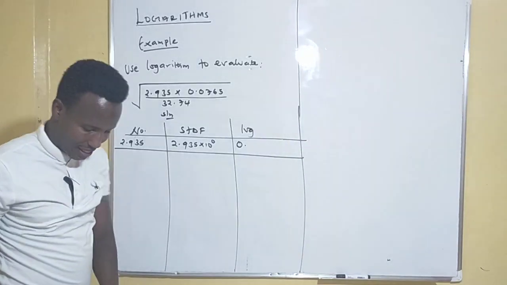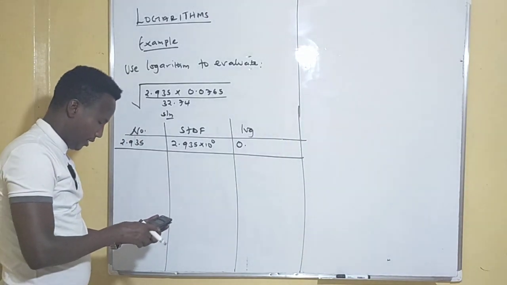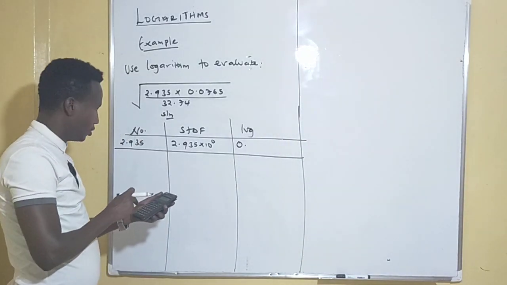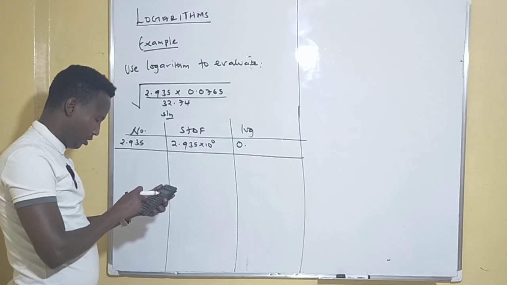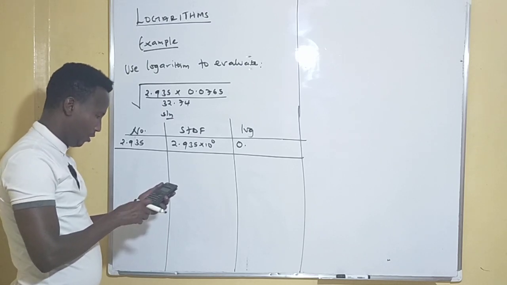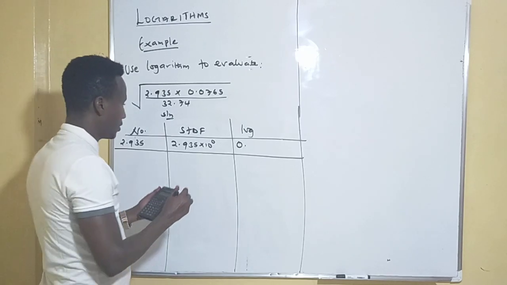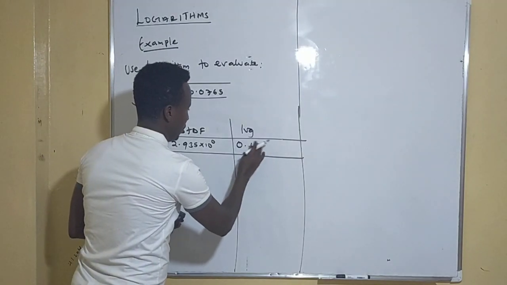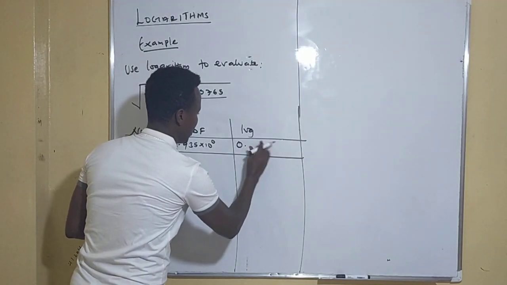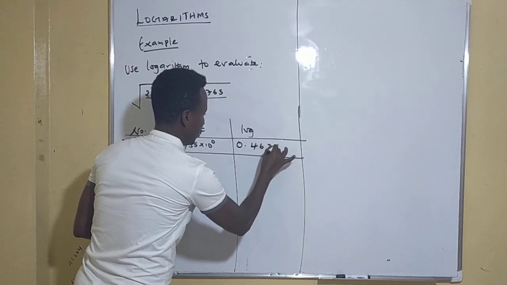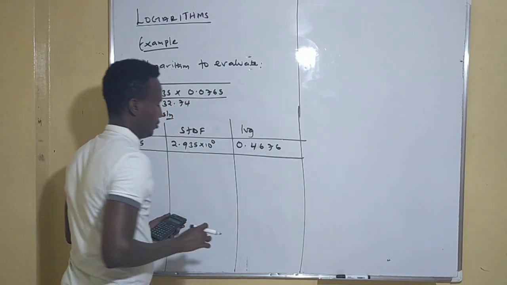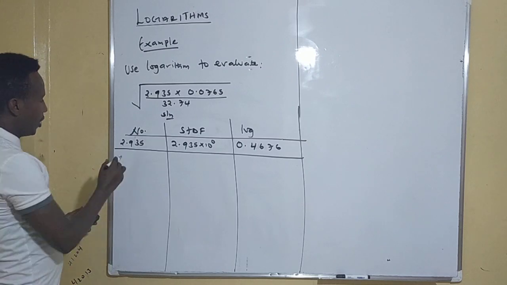Then get the calculator, say log 2.935. That is 0.4676, yeah? We have 0.4676. Okay, write these values.